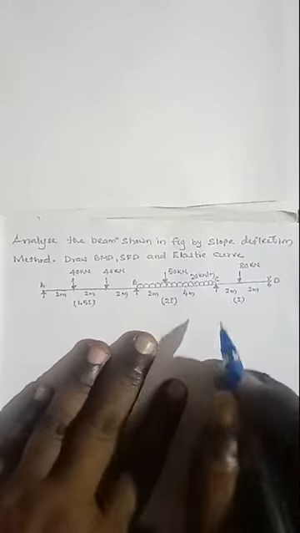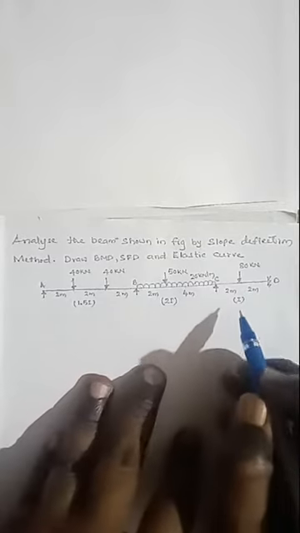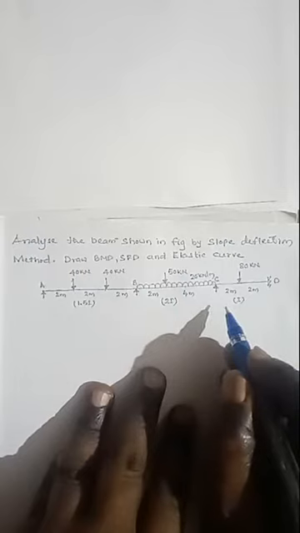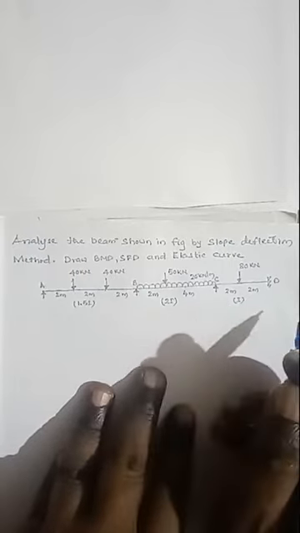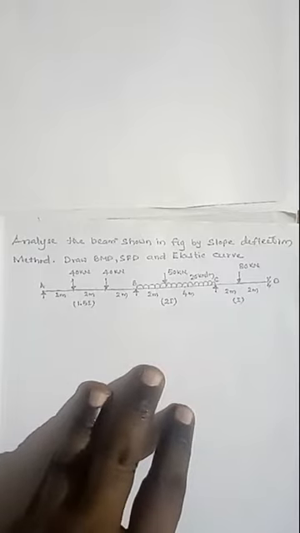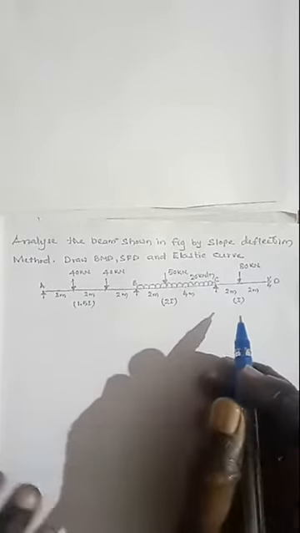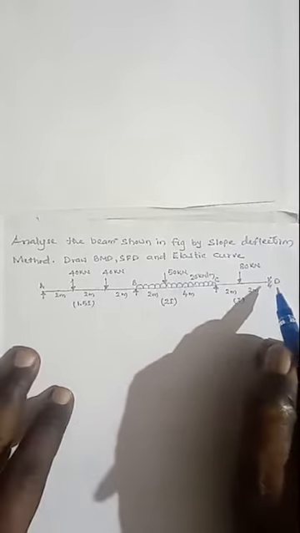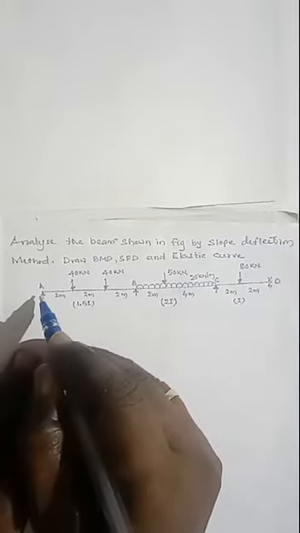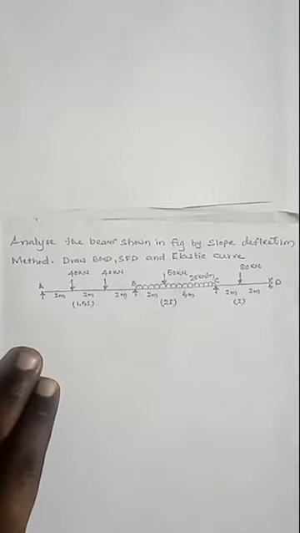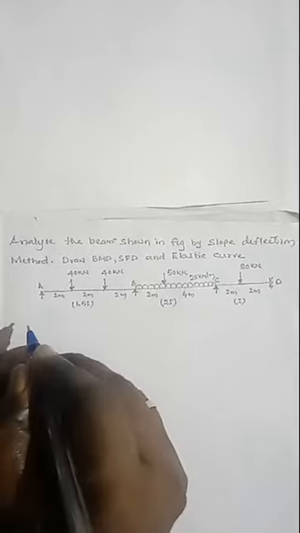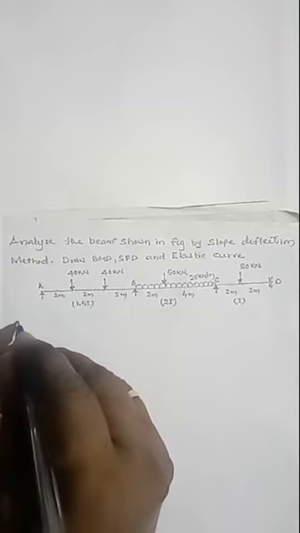In portion CD it is subjected to 80 kilonewton loads at 2 meters each from either C and D, and the flexural rigidity is EI. Here the end D is fixed and A is on simple support. First we have to calculate. Here there is a difference in flexural rigidity for each span.